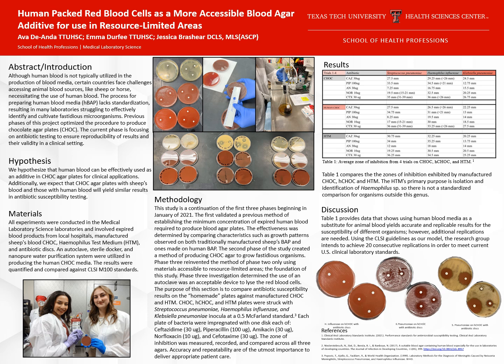Phase 1 validated the minimum concentration of expired human blood required for blood agar plates. Phase 2 developed a method for producing chocolate agar to grow fastidious organisms. Phase 3 adapted this method for resource-limited settings using accessible materials and confirmed the autoclave as a suitable device for lysing red blood cells.